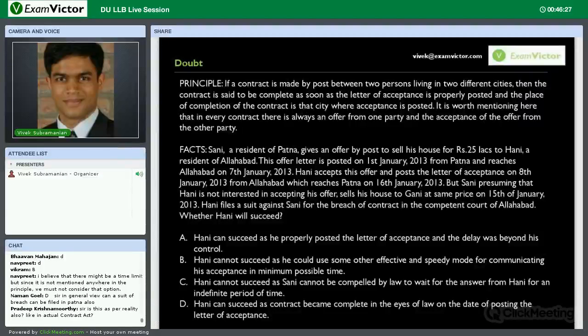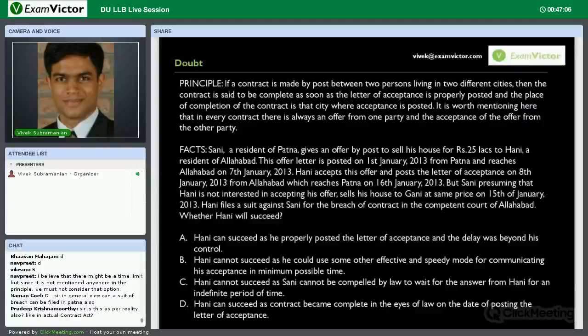Thereafter, it doesn't matter how long that letter takes in reaching Sunny, in reaching Patna. In this case, it reached in just about 8 days, but it might have taken longer. Even then, the answer would remain the same. So, with this understanding of the law and the facts, now we can say that the correct answer will be D. Honey can succeed as contract became complete in the eyes of law on the date of posting the letter of acceptance. Okay.